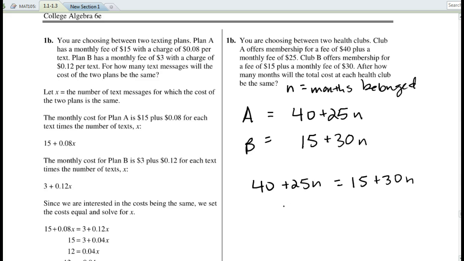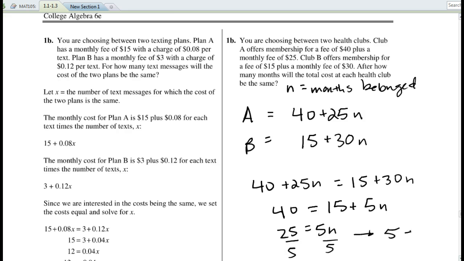So if you subtract 25N from both sides, you'll have 40 left on the left and just 5N left on the right. Then subtract 15, you'll get 25 equals 5N. And then divide by 5, and we'll see that N is equal to 5. So in 5 months, the memberships at A and B will be the same.